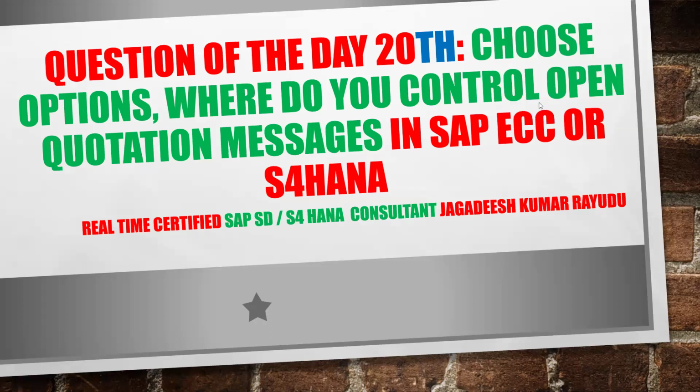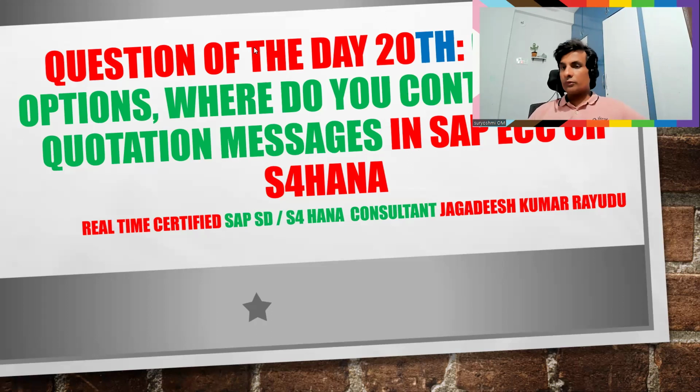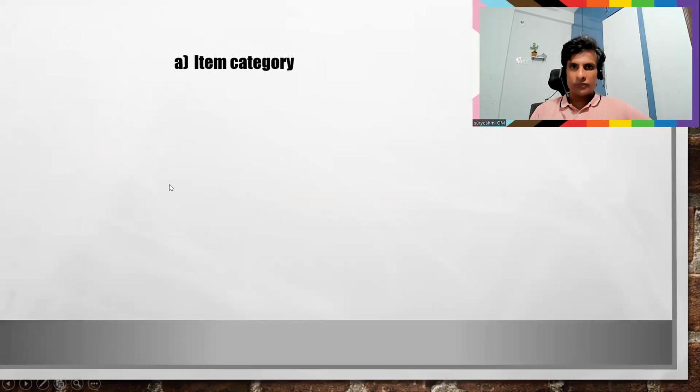So let's see this. Choose options. Where do you control open quotation messages in SAP ECC or S4 HANA? If you would like to choose options, first you have to understand what open quotation messages are. I think I have already explained in my previous videos. So let's get into the options.